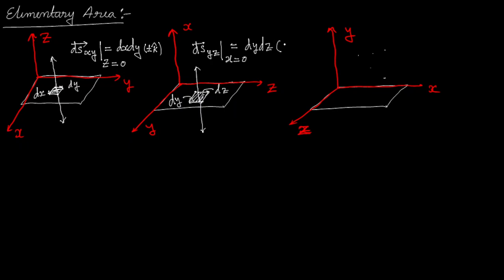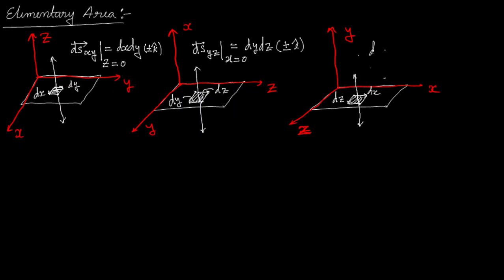In this case we'll write plus minus i cap. And in the same way we can also define this elementary area on the zx plane. For that, again we have to draw a line parallel to the x-axis and a line parallel to the z-axis. This will be dx, this length will be dz, and from there we can construct an elementary area. The direction of this area vector will be either upward or downward.